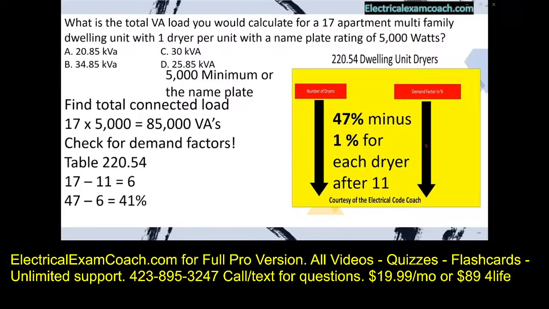Now, all we have to do is multiply. We take our original load, multiplied by 0.41, and that gives us a new reduced load of 34,850 VAs. And we're going to select B. Great job.